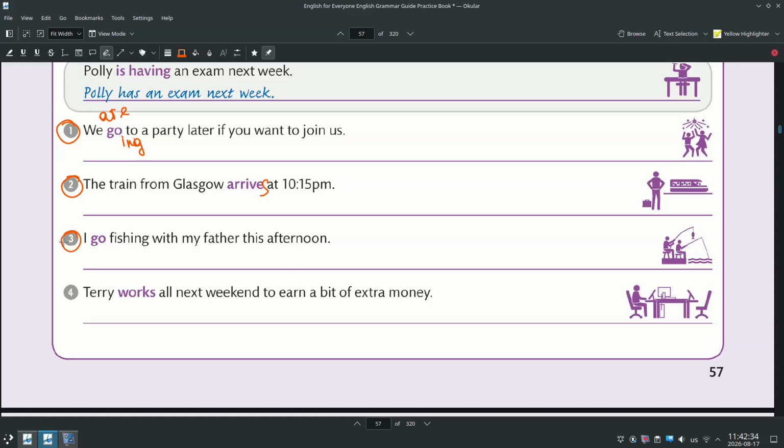Number 3. I go fishing with my father this afternoon. Am I talking about something which was planned in advance? Yes. So that's why I am going. Number 4. Terry works all next weekend to earn a bit of extra money. Is working. Working all next weekend to earn a bit of extra money.